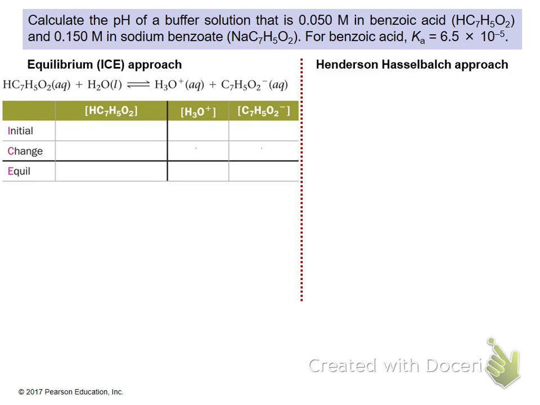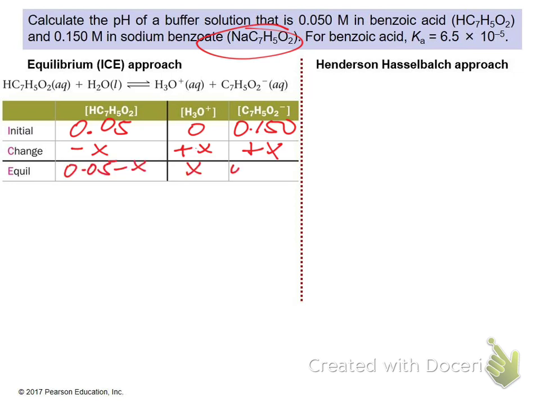The initial concentration of the acid is 0.05. The initial concentration of the hydronium ion is 0. And then for the sodium benzoate, it's 0.150, coming from this salt. And then the change is minus x, plus x, plus x. And then you proceed normally. You can see that the Ka value here is less than 10 to the negative 3, and so we can just drop the x.